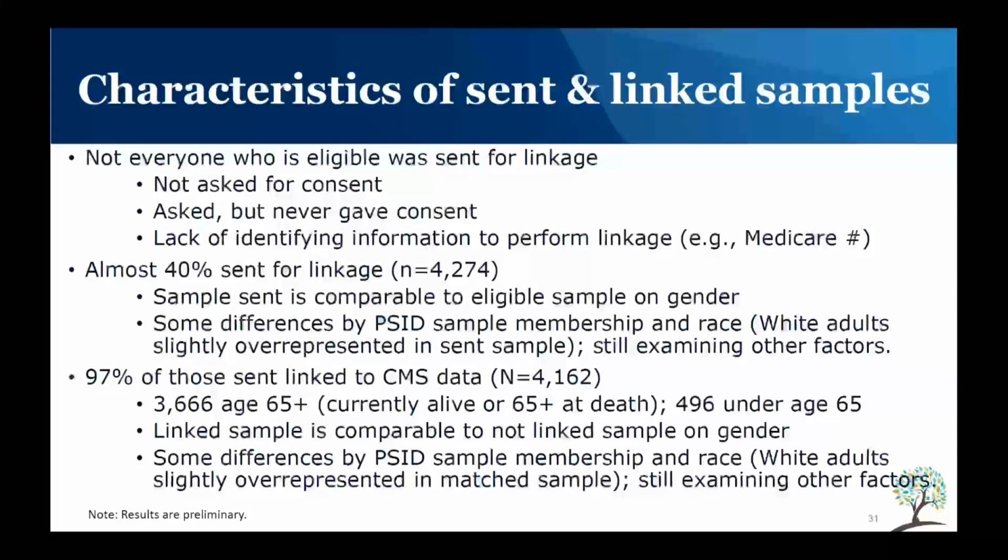So Nora had mentioned that people can enter the sample in a few different ways, and race as well. We're seeing some differences, specifically that white adults are slightly overrepresented in the sample that is sent for linkage compared to the eligible sample. And we're still looking at some other sociodemographic factors so we can understand better who we're missing from these linkages. Most of the people who are sent for linkage do link to the CMS data, 97%. So, the vast majority of those sent do link. And that gave us a sample in 2021 of 3,666 people aged 65 and over.